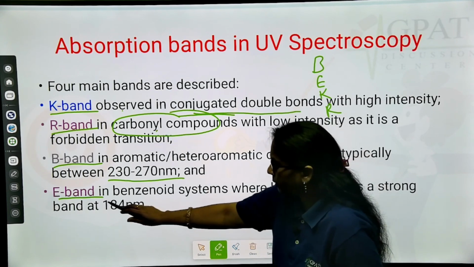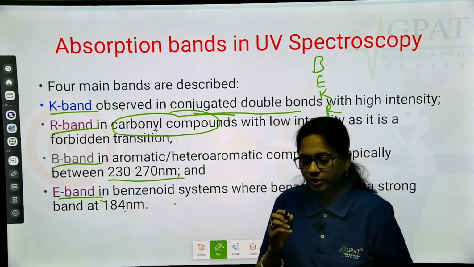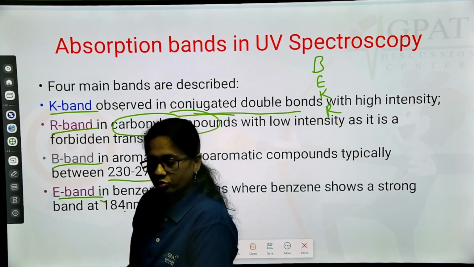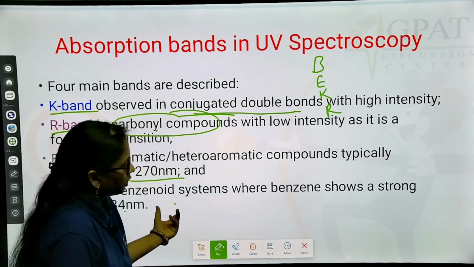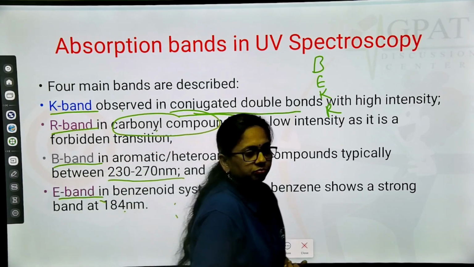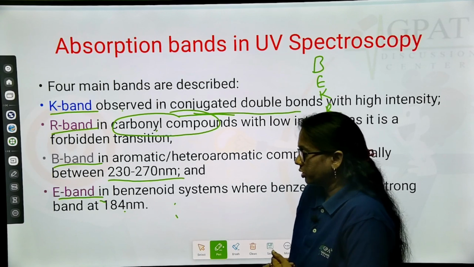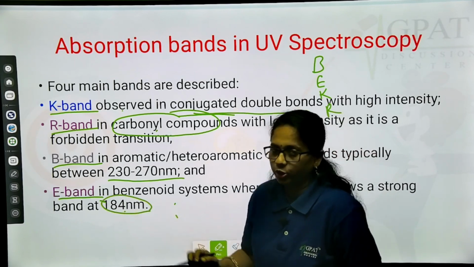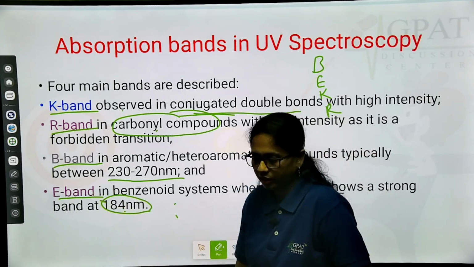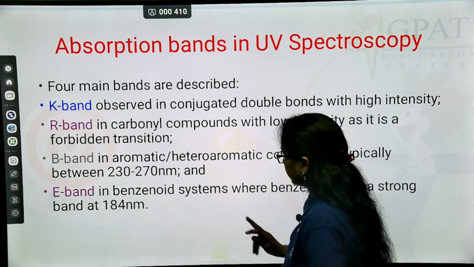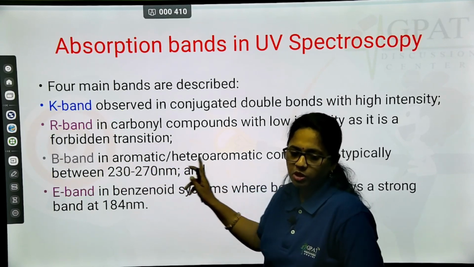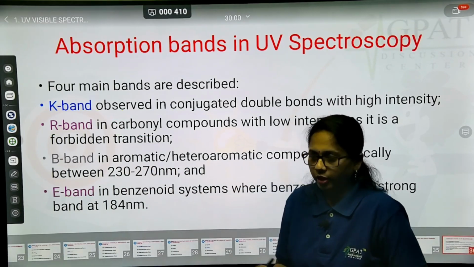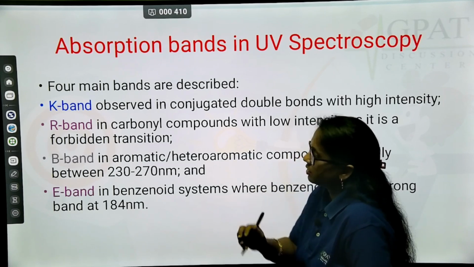And finally E bands are observed in benzenoid compounds. Whenever a benzene structure is there, you are going to observe strong absorption due to the benzene at 184 nanometer. Those are called E bands. So the question we have got is related to the B band. B band means aromatic or heteroaromatic compounds. So option A is the right answer.